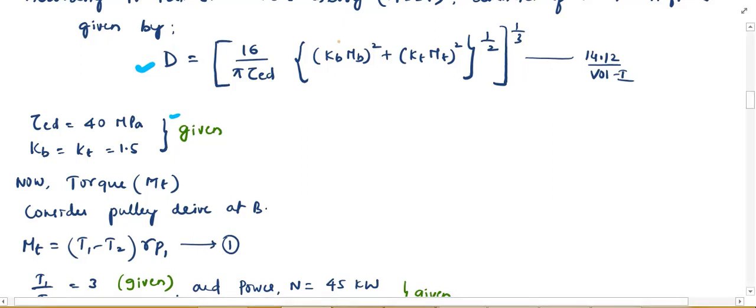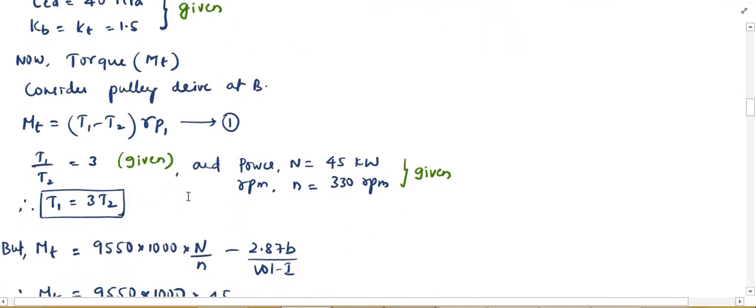So from this equation I have Kb, Kt and tau_ed, and my next step is to find Mt, the maximum torque. Now I will consider the pulley drive at B. The pulley at B is a 600 mm diameter pulley, so I can write the equation Mt equals (T1 minus T2) into Rp1. The given condition is T1 by T2 equals 3, and also given are N equal to 45 kilowatt and small n equal to 330 rpm. These two are given data.